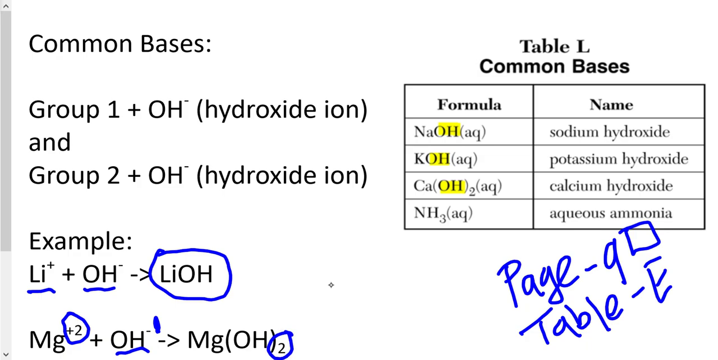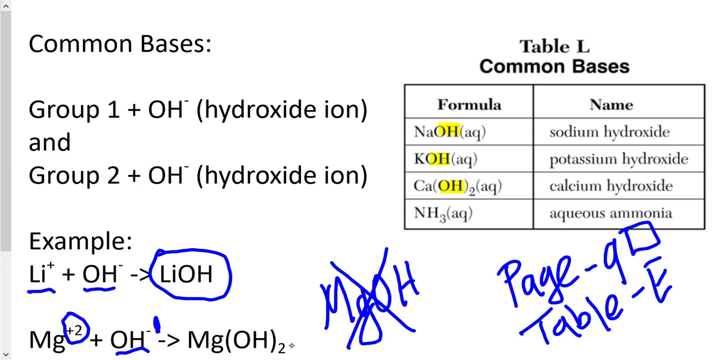A common mistake is where students usually write MgOH. This is not correct because you need 2 hydroxide ions for each magnesium ion.